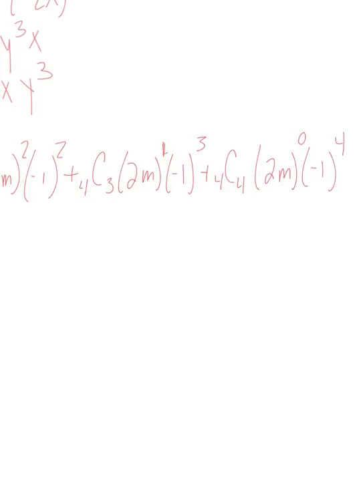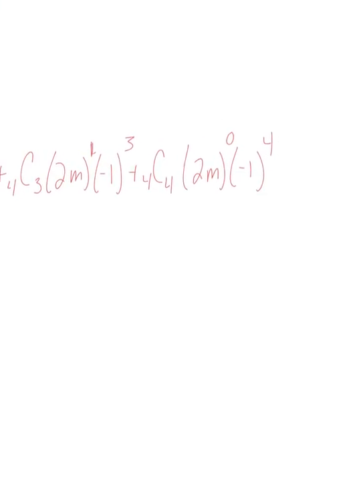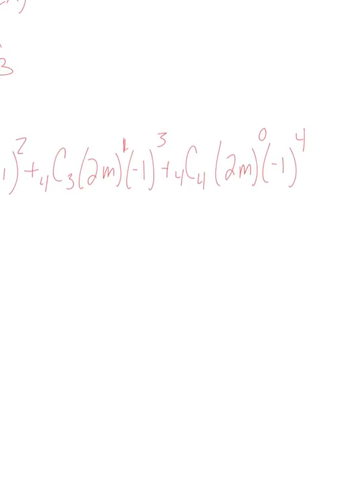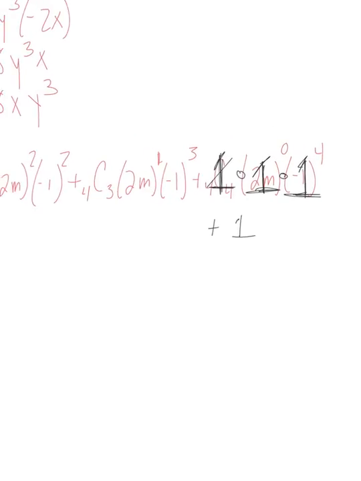Okay. Nice thing is anything with a 0 power on it we can ignore. The 4 choose 4 is nice and easy because this thing becomes just a plain old 1, like in the outsides of Pascal's triangle. 2m to the 0 becomes a plain old 1, and so all I've got to worry about down here is this negative 1 to the 4th. Negative 1 to the 4th is a plain old 1, so I've got 1 times 1 times 1, or just a plain old 1. Okay, that's the easy part.